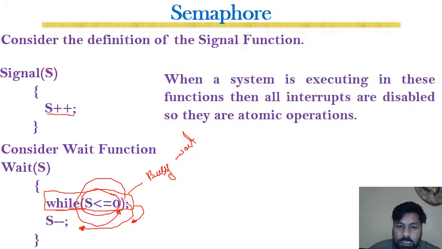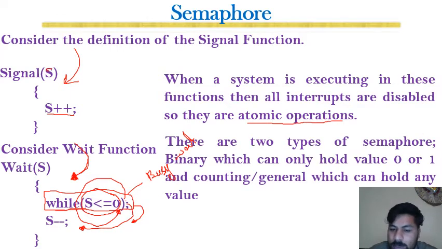Alright. When a system is executing in these functions, then all interrupts are disabled, so they are atomic operations. In the introduction, we said that these functions are atomic operations. Atomic operations means that once a function is executing either in this function or in this function, then at that time, if there is a single processor system, then all the interrupts will be disabled. So at this moment, interrupts are prohibited, and no process can interrupt a process to preempt, right?